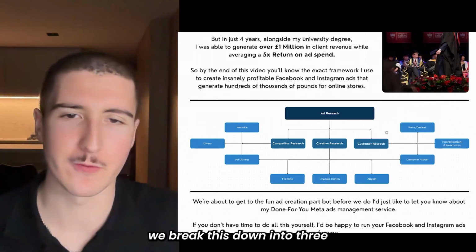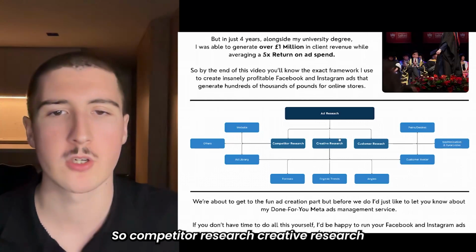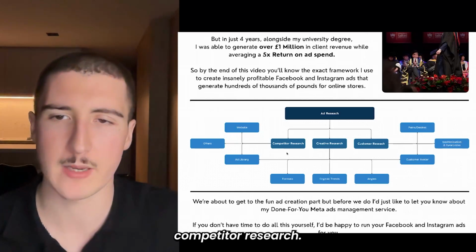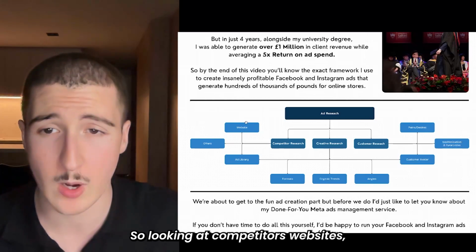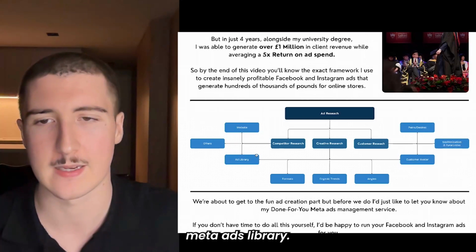We break this down into 3 separate phases, and you can see they connect with each other. So competitor research, creative research, and customer research. The first one would be competitor research. So looking at competitors' websites, looking at competitors' offers, and looking at competitors' Meta Ads library.